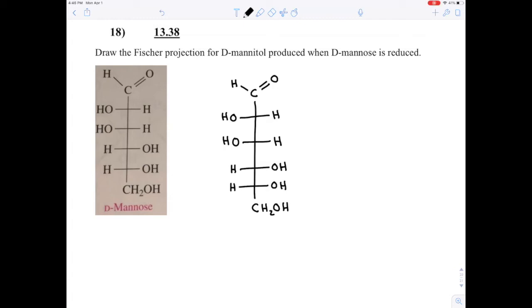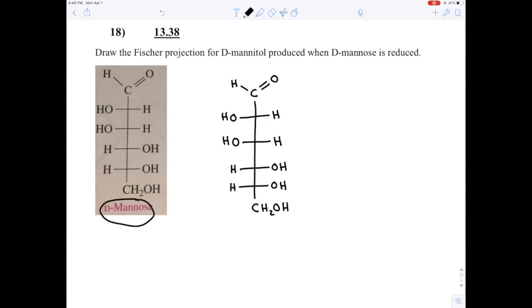So in chapter 13, problem 18, the question says, draw the Fischer projection. That's where the vertical bonds mean you're going away and the horizontal bonds are implied to be coming out at you. And we have an example of that here, written on the left. Draw the Fischer projection for D-mannitol, produced when D-mannose is reduced.